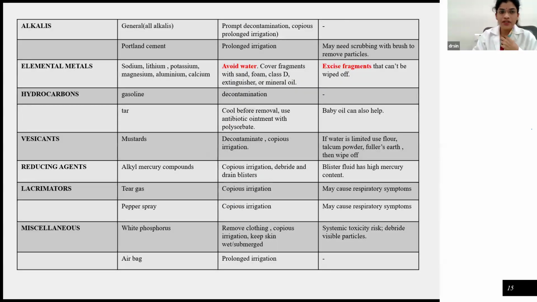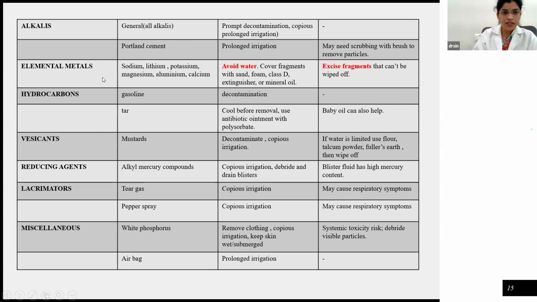So coming to alkalis, in general, all alkalis need prompt decontamination. But in case of Portland cement, they need prolonged irrigation. That is because they remain in contact with the skin, they keep on penetrating deep into the skin and produce symptoms much later than at the onset of the burn. So prolonged irrigation should be advocated in case of Portland cement chemical burns, and these need scrubbing with a brush to remove particles.